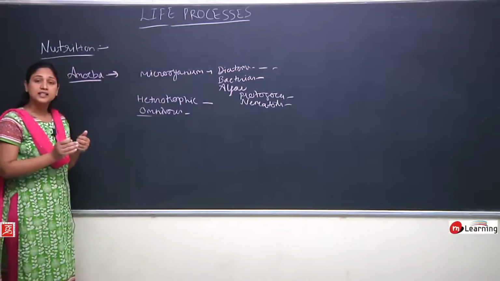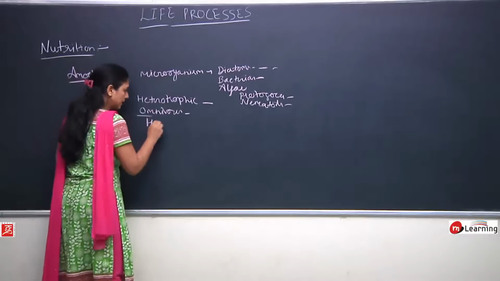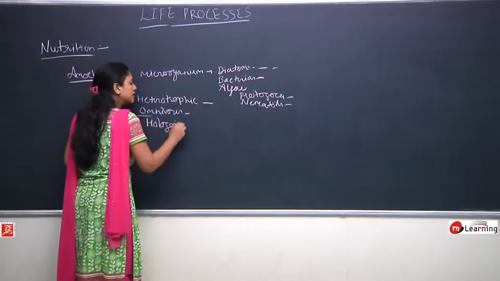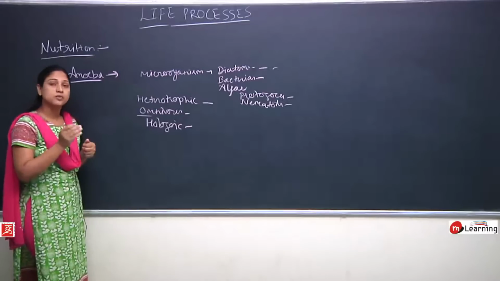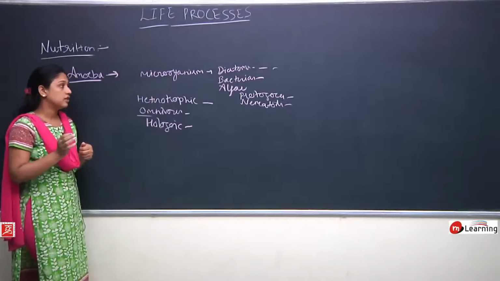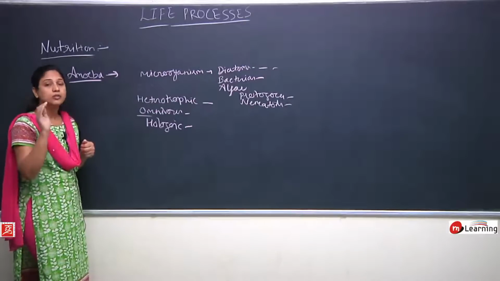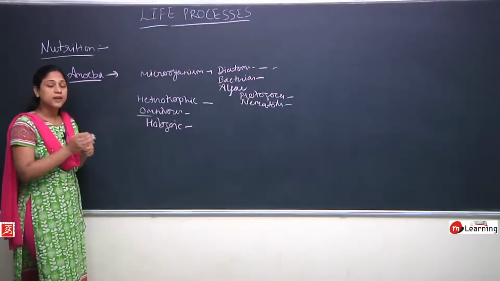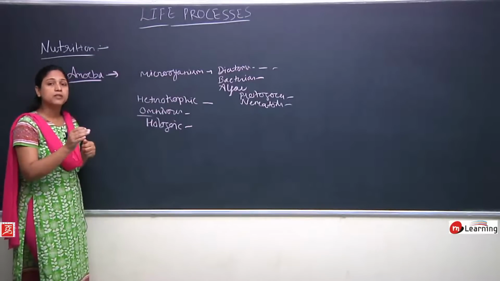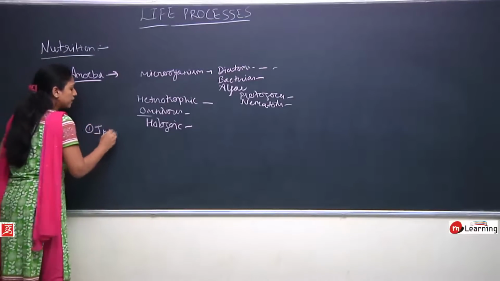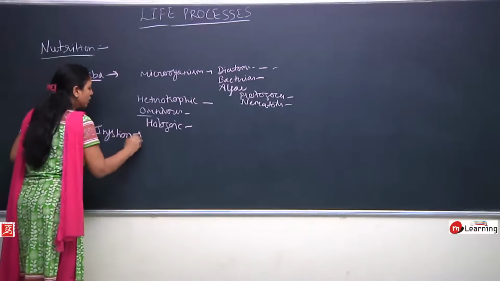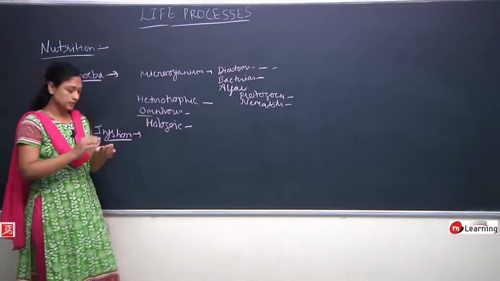Then the digestion type is holozoic. The whole process of digestion occurs in its body, so it is called holozoic nutrition. Now we will see all the processes in the amoeba which we have seen. What are the processes of digestion? First is ingestion. So how does amoeba take up its food?